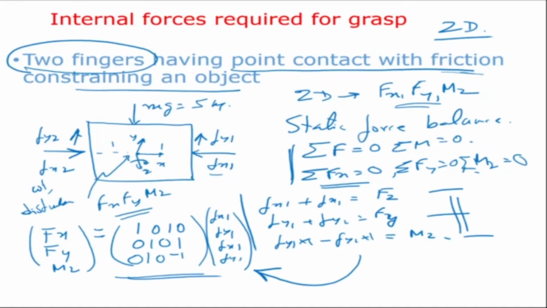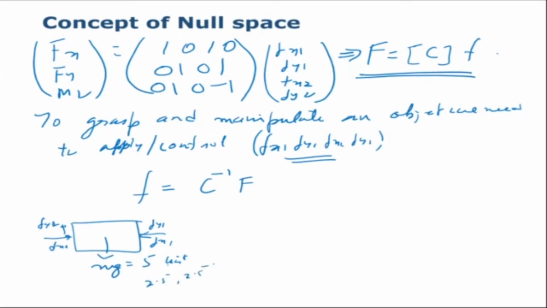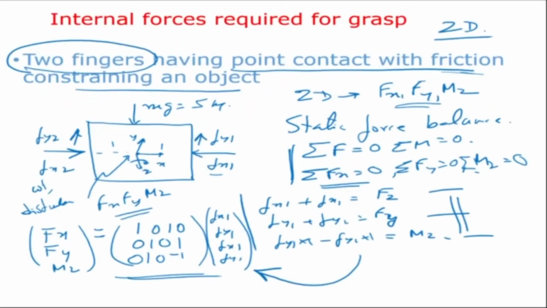Now if you just look at this problem, please think about it. We have an object with mg equal to 5 units, whatever the units are. I'm asking you what are Fx1, Fx2, Fy1 and Fy2. If you just look at this problem, you tend to say that it is 2.5 and 2.5. Is that the correct answer? Please think about it.